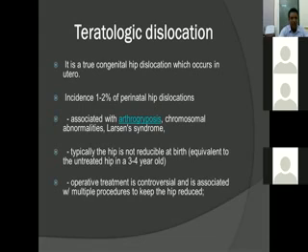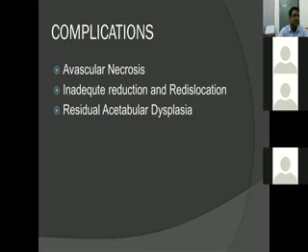The last one is teratologic dislocation. It's a true congenital dislocation which occurs in utero. It is secondary to multiple congenital contractures or chromosomal abnormalities, or even Larsen syndrome. Typically the hip is not reducible at birth. Because of this congenital contracture, the ligament laxity won't be there, so the hip will be fixed in a dislocated position. The treatment is controversial, and it may require multiple procedures to keep the hip reduced, with a very bad prognosis.